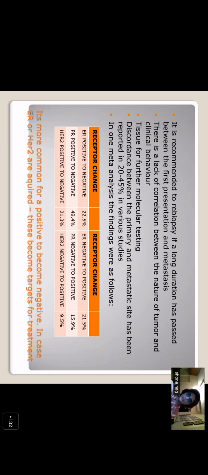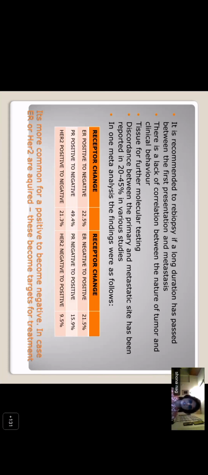I usually don't do unnecessary biopsies, but if the clinical features are not in keeping with the nature of the tumor, that is, I have a strongly ER/PR positive tumor, and in 3 years she comes with early breast cancer, and she comes in 3 years with liver metastasis and brain metastasis, that is not the behavior of an ER positive, PR positive tumor. So I will definitely get a biopsy done. And if there's been a length of time between the first diagnosis and the metastasis, I would certainly want to know if the tumor is changing. The tissue is also important to get for further molecular testing.